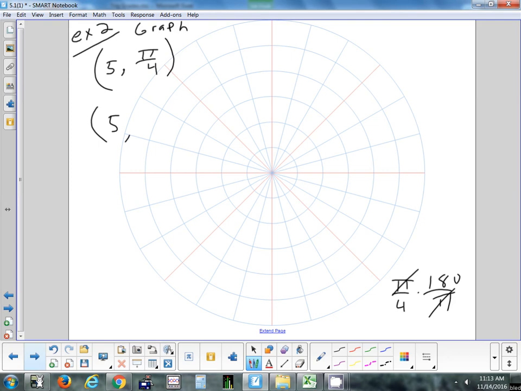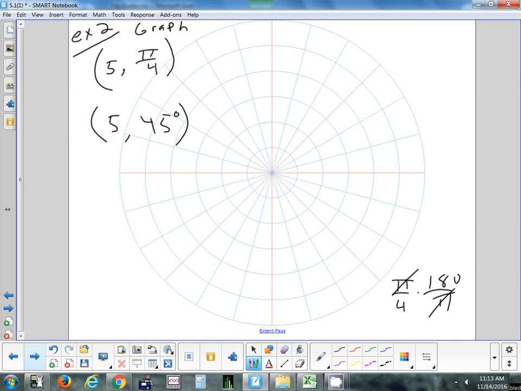Not sure. Well, another way you can divide by 4 is take half of something and then take half of it again. So what's half of 180? 90 and then 45. Yep, good job. Okay, so we've got 45 degrees.